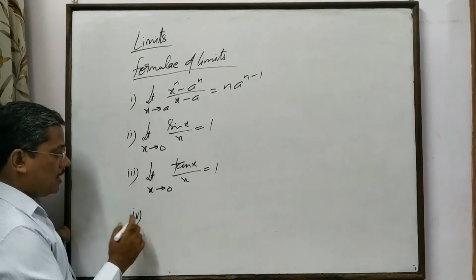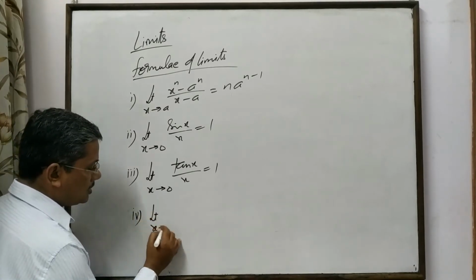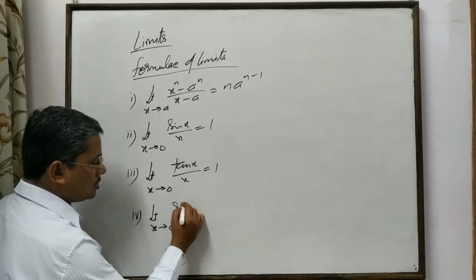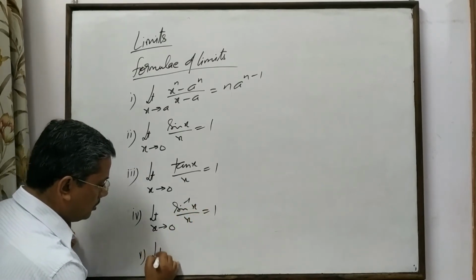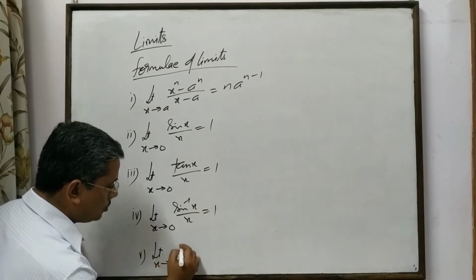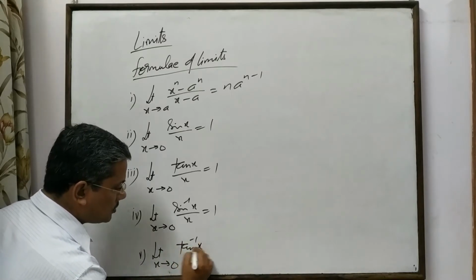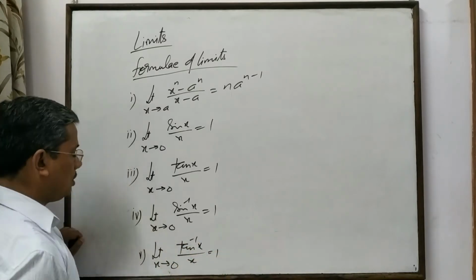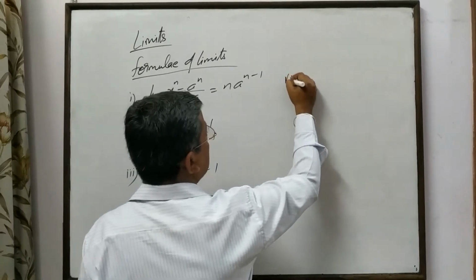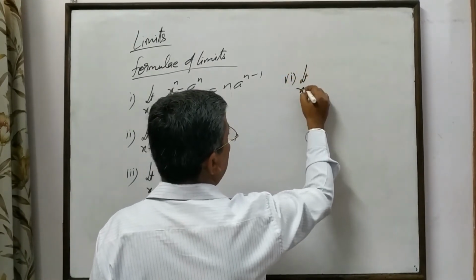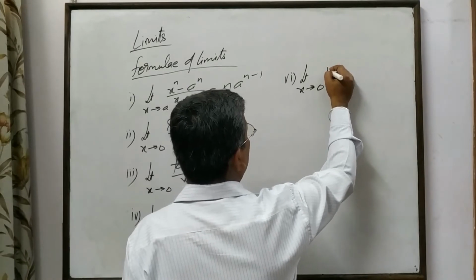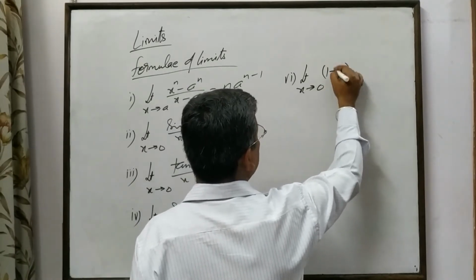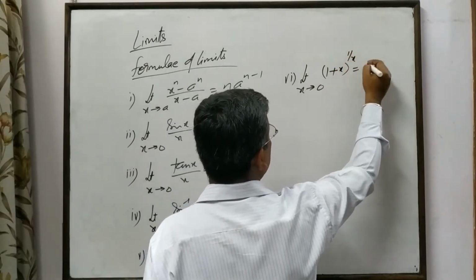Then limit x tend to 0, sin inverse x upon x is also 1. Limit x tend to 0, tan inverse x upon x is equal to 1. Number 6, limit x tend to 0, 1 plus x whole raised to power 1 upon x is equal to e.